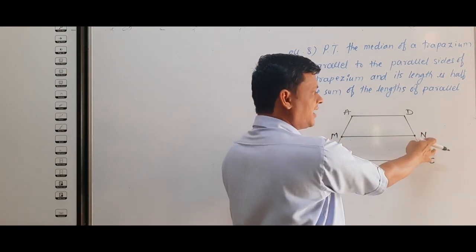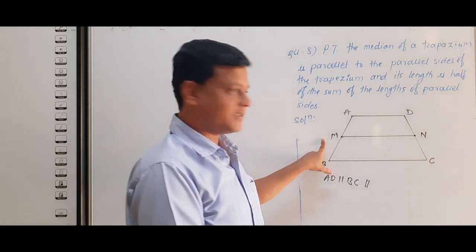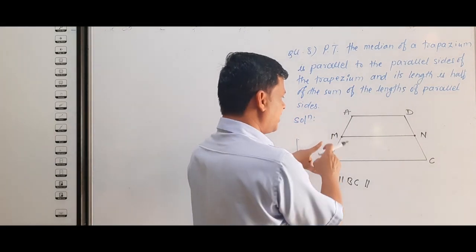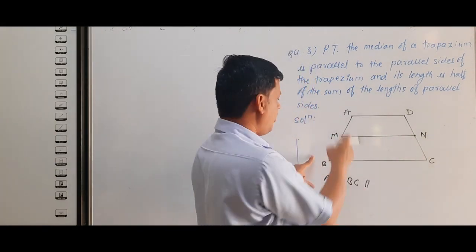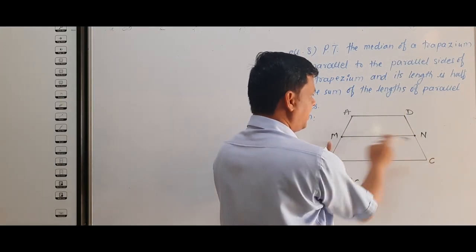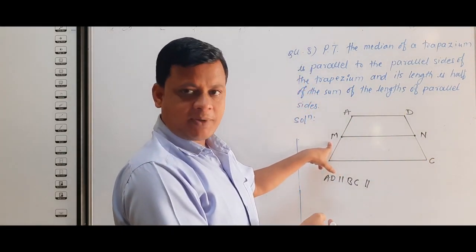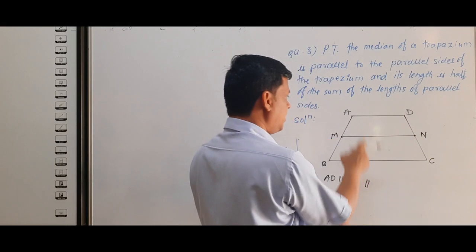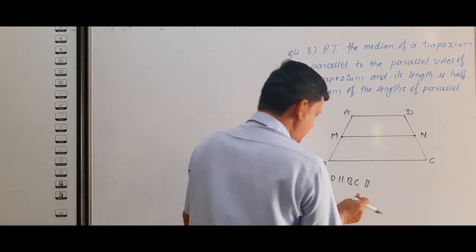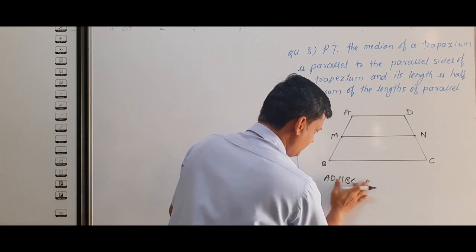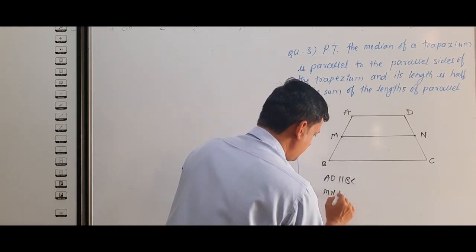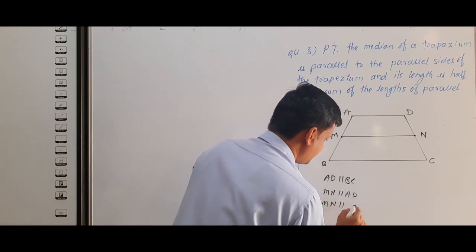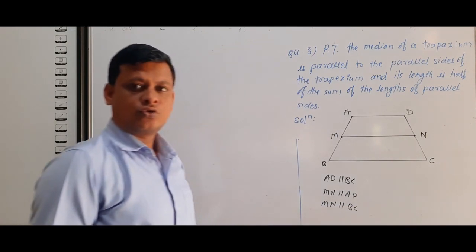So if M and N are the midpoints of the non-parallel sides AB and DC, then MN is the median of that trapezium. So we have to show this median MN is parallel to the parallel sides. That is, MN is parallel to AD and MN is parallel to BC. This we have to show in the first part.